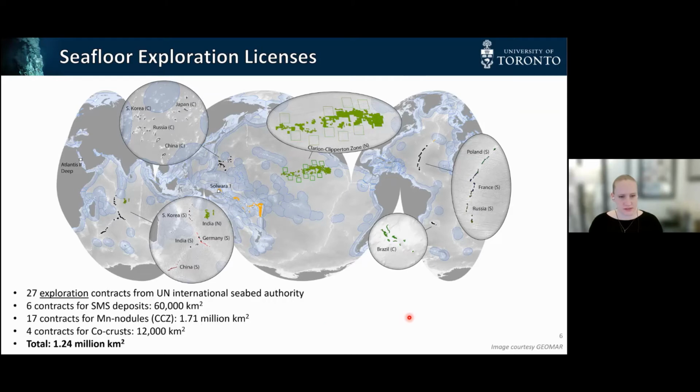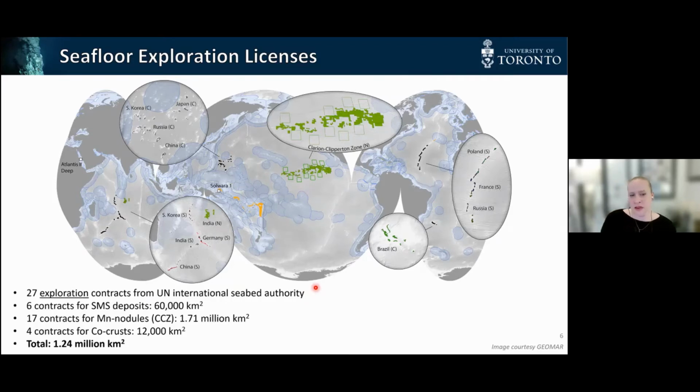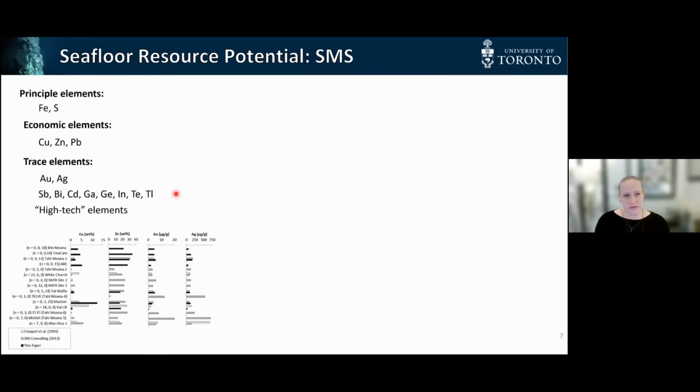The legislation's not yet in place for mining of these systems, and we'll see what happens in the next years. From an economic perspective, the principal elements in seafloor massive sulfide deposits are iron and sulfur. But the elements that are of interest for mining are copper, lead, and zinc, along with a bunch of other trace elements, precious metals like silver and gold, and different kinds of what we would call high-tech elements. One of the challenges is that these deposits are incredibly heterogeneous.